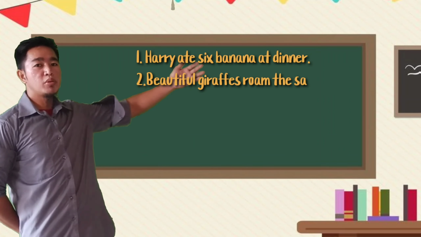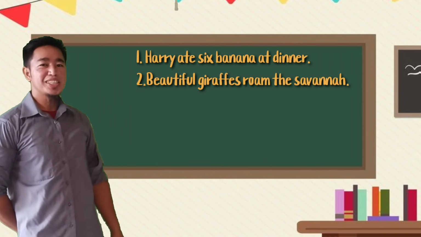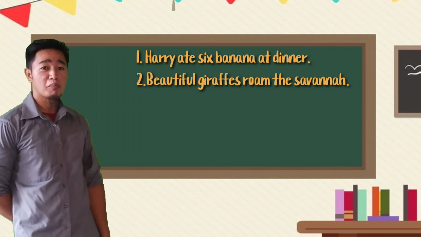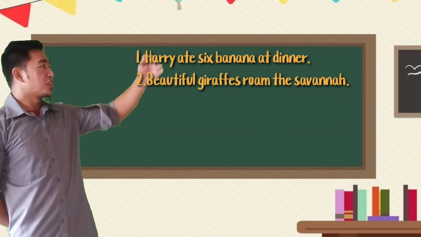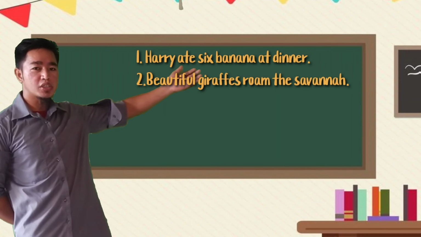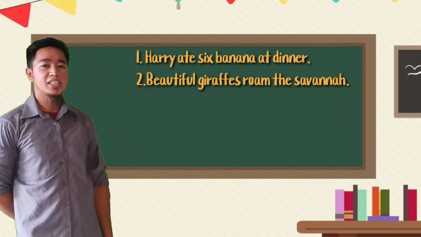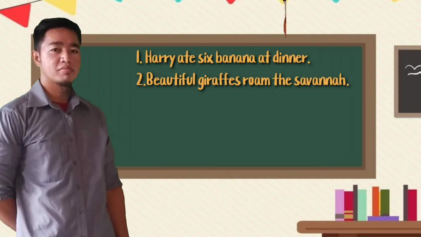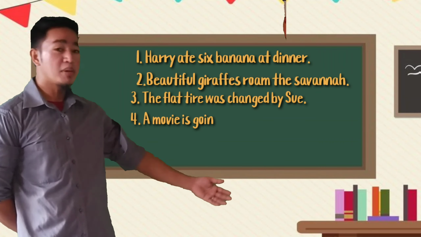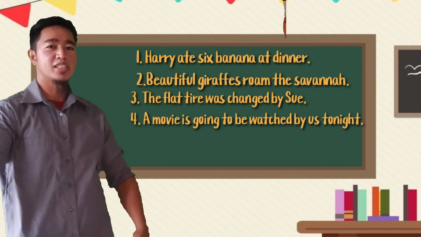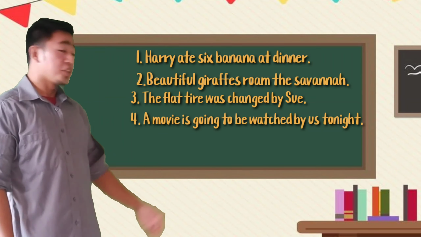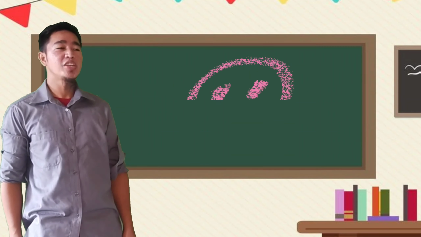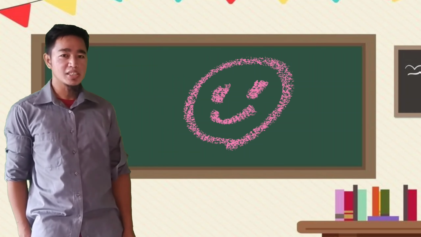Number one is an active voice, and you got the correct answer. Very good, class. And now let's proceed to number 2. Number 2 is also an active voice, and you answered it correctly. Number 3 and number 4 are examples of passive voice. Great job! You really learned a lot. Lastly, number 5 is an active voice. Well done! I am very happy to know that you are really listening to our discussion for today.